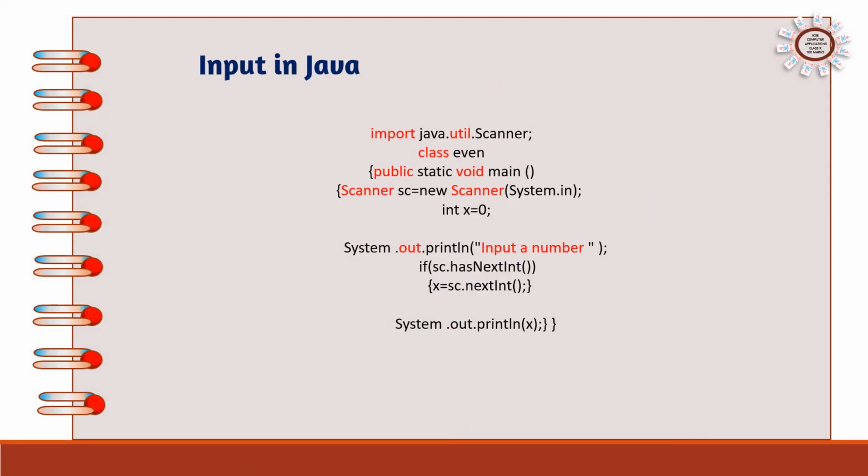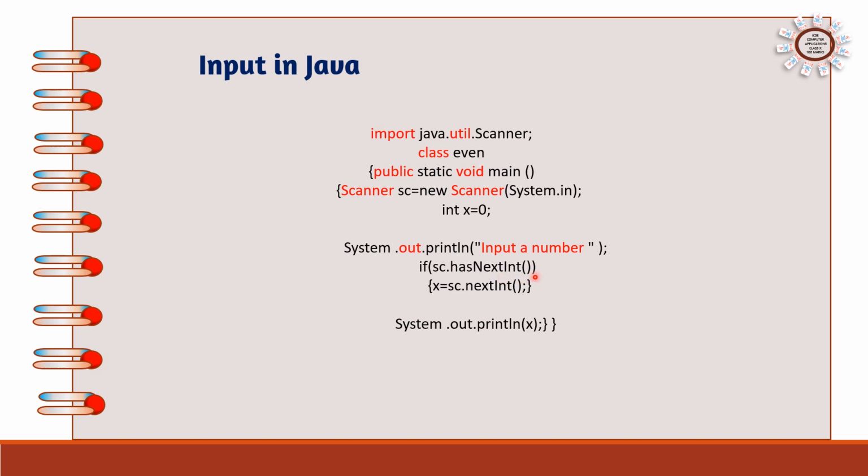We can understand the concept better with the help of this program. Here we are importing the Scanner class, public static void main, and Scanner sc. Create this Scanner class object. And one integer data type we have declared, int x = 0. The initial value we have given is 0. And now give the command to input an integer number. So here int x, we are accepting an integer number. Now we have to check whether the user is inputting any other data type other than integer.